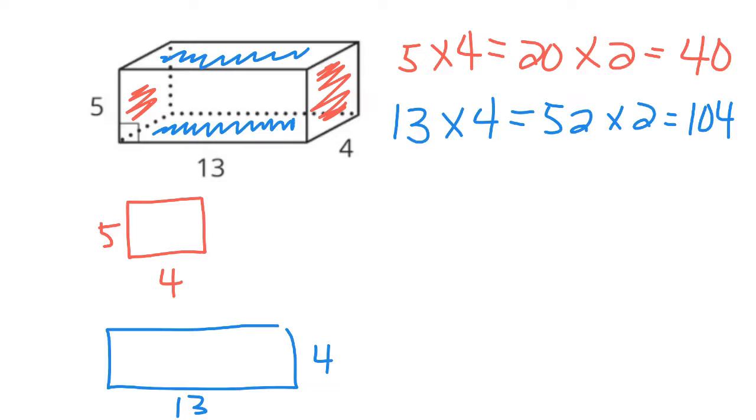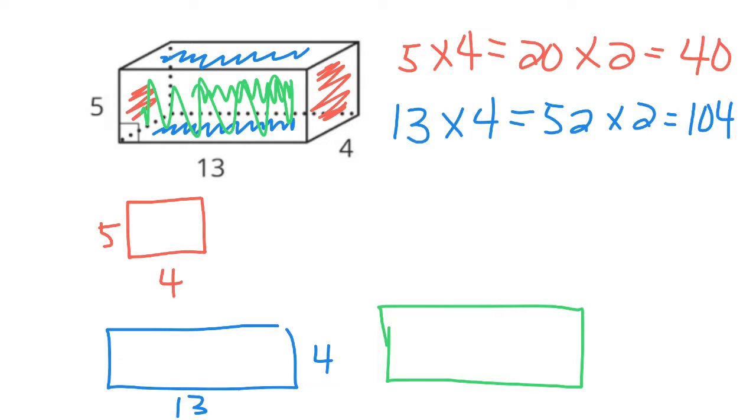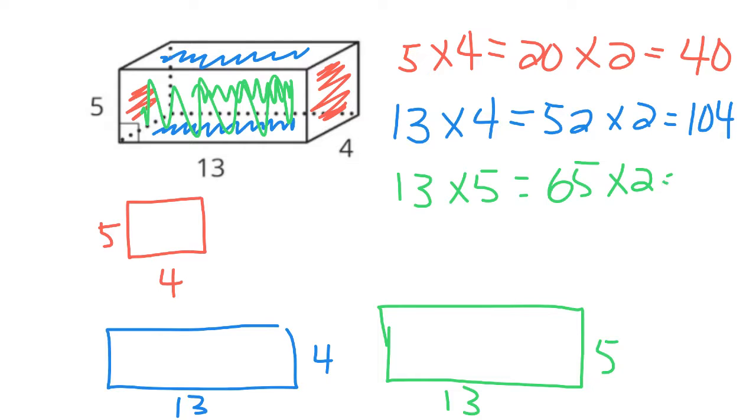And then finally we have a back and a front, which is 13 by 5. So 13 times 5 equals 65, times 2 is 130. And then when we add this all together, we get 274. And that is your answer.